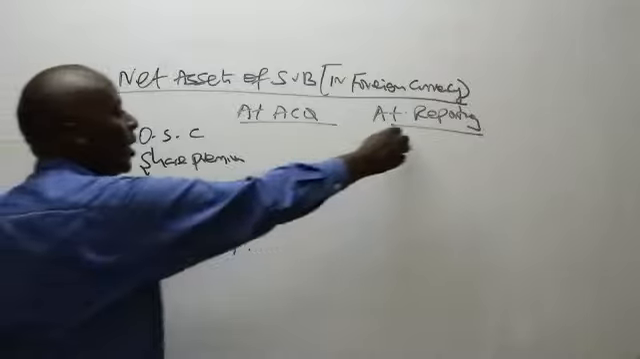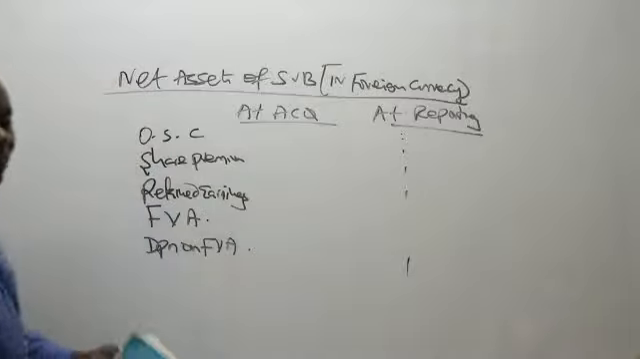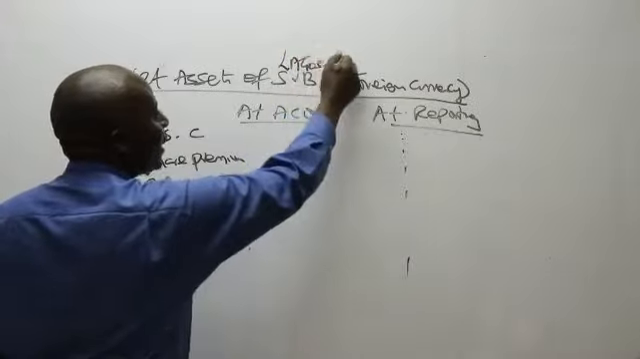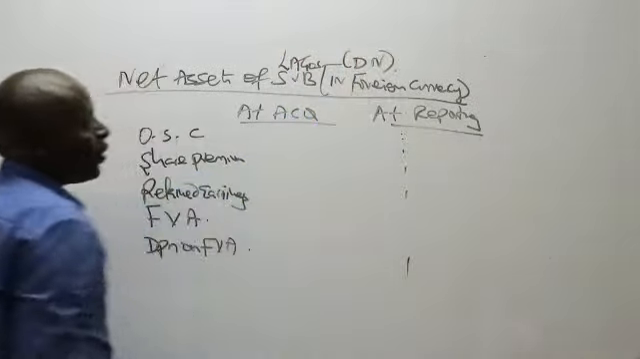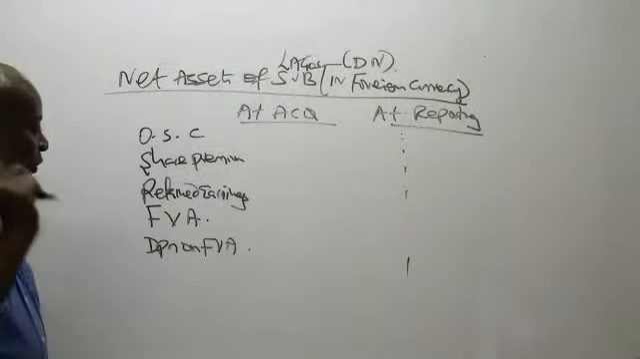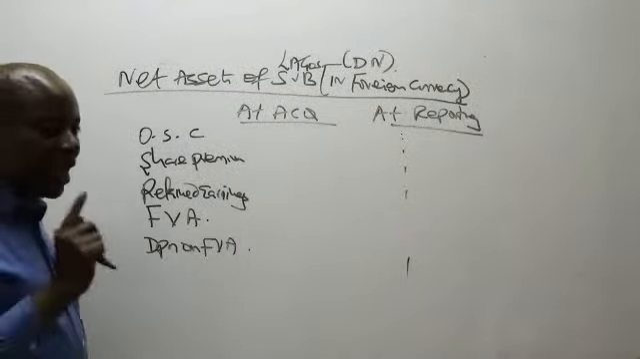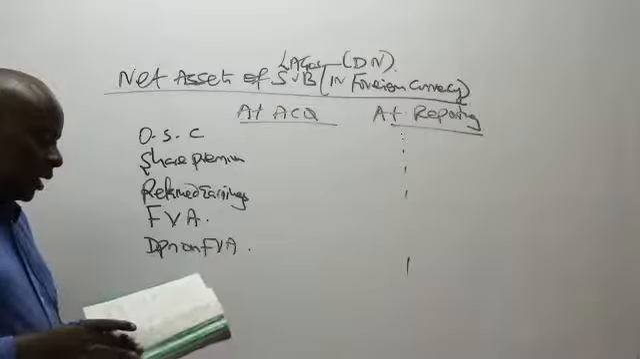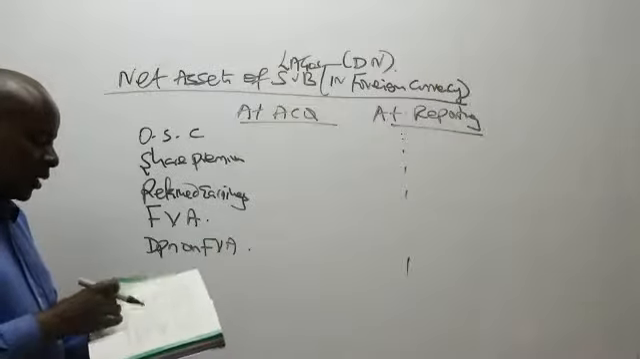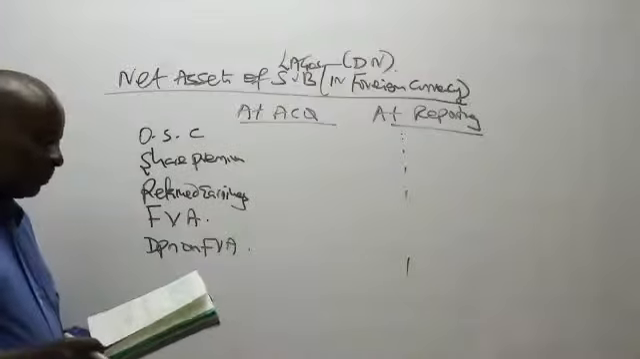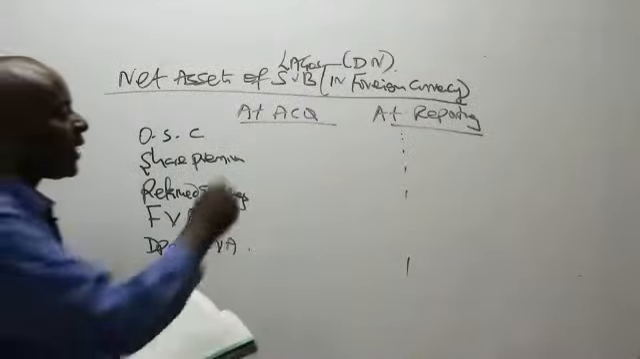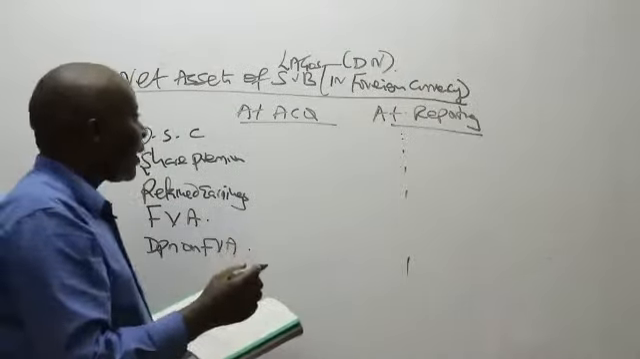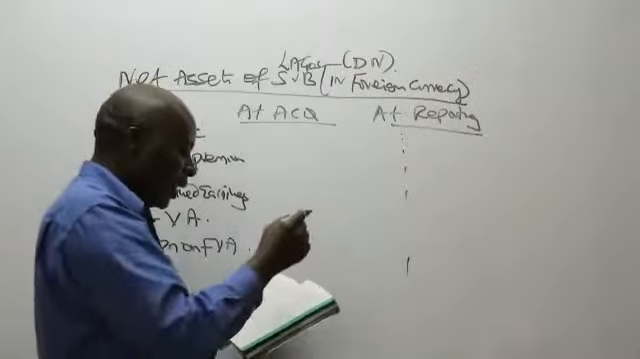Come and let us fill the column first. Remember it is the net assets of the subsidiary. Net assets of Lagos in terms of its currency, which is the DN. Let us first fill in at reporting. What do we have there? At reporting is the same as at year end. Ordinary share capital of the company called Lagos, at reporting is how much, somebody?